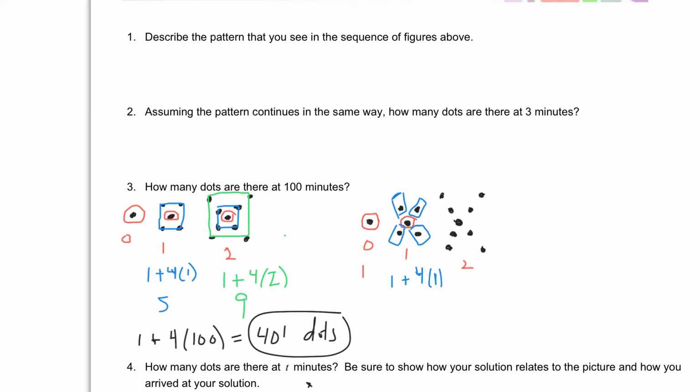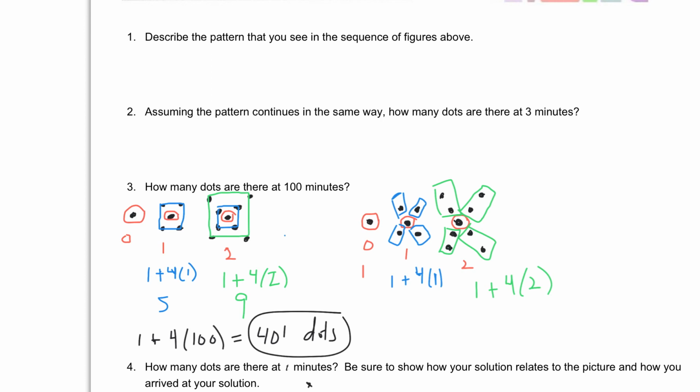If I take a look at my third picture, I again start with my 1 in the middle, and then I can look at us going out by 2 this time, out on my legs. So I've got 2, 2, 2, and 2. So now what I'm looking at is I started with my 1 dot in the middle, plus I had 4 rectangles that contain 2 each.